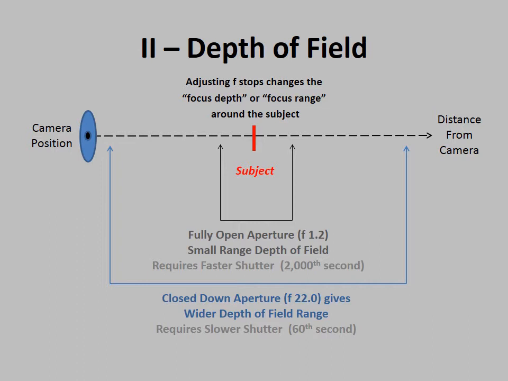With a small aperture of f/22, you will notice that the blue lines, the blue arrows, show a depth of field in focus from right in front of the camera out to infinity, or as far as the camera can see.